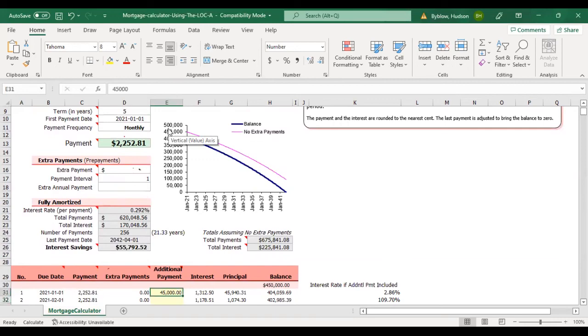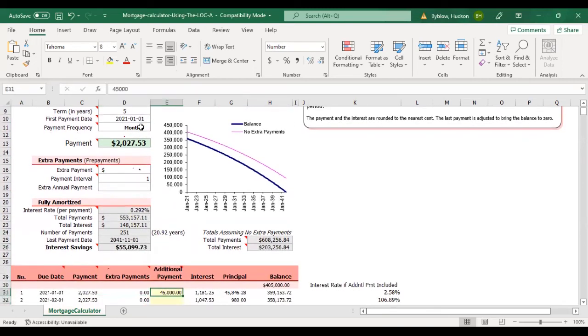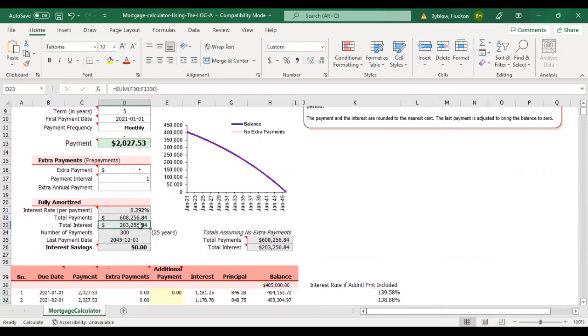Let's compare that to getting a $405,000 mortgage, because we've put the extra $45,000 the day before onto the initial principal in our initial down payment for the house. So we've reduced the loan by $45,000, and now we're not going to have any additional payment on day one. Let's see what that goes up to. Oh my gosh, $203,000.